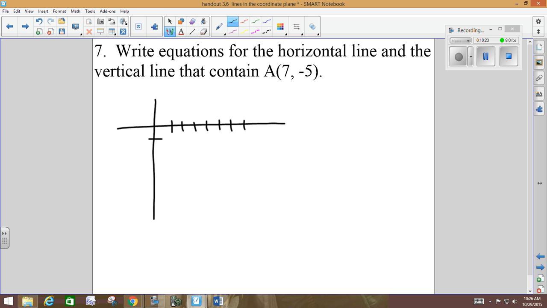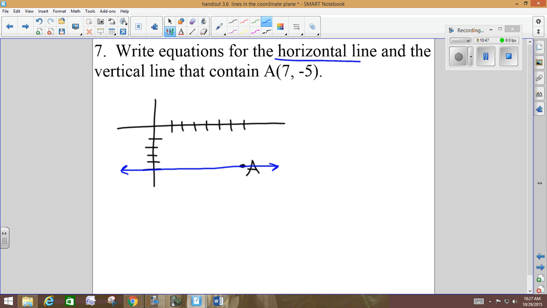6, 7, 1, 2, 3, 4, 5. Here's A. We're supposed to write the equation for the horizontal line that passes through that point. What way do horizontal lines go again? Side to side. So I'm just going to draw the horizontal line. There. It went through A.